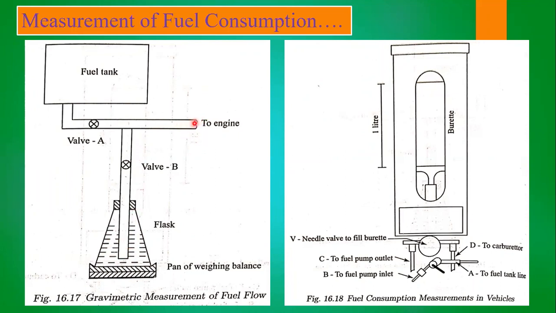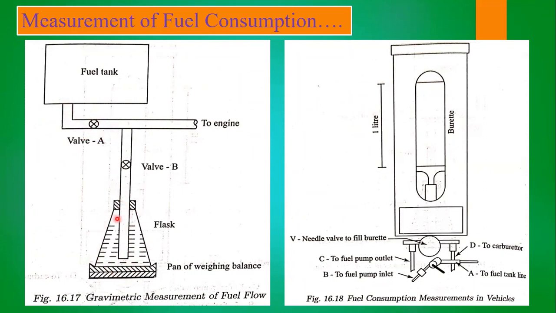Whenever we need not measure the fuel consumption in case of gravimetric analysis, we will close this valve, and we will open this valve. We will open this valve and close this valve whenever we don't need to measure the fuel consumption. But whenever we need to measure the fuel consumption, first of all, by opening valve A and B, we will fill the flask here.